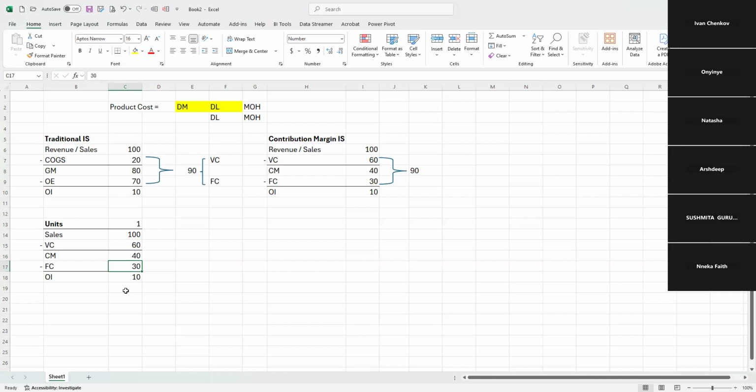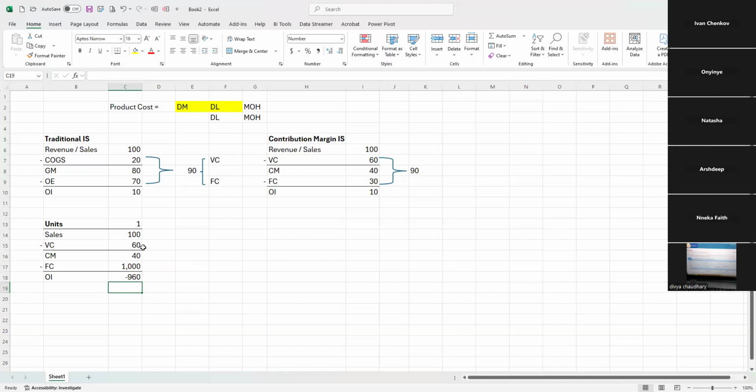Let's make it more realistic. Let's pretend that the fixed cost for the company now is $1,000. So where is my operating income at this point? It's not operating income, it's operating loss, correct? Yes. Right.